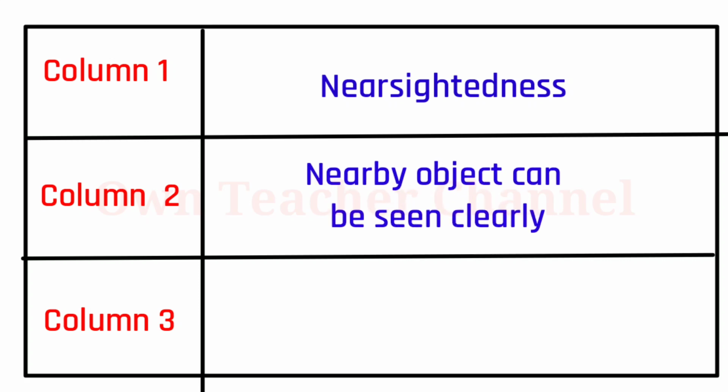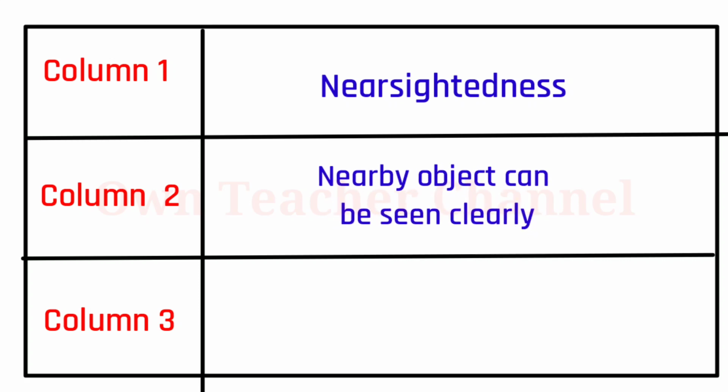Nearsightedness. Nearby objects can be seen clearly. Concave lens. In nearsightedness, the human eye can see nearby objects clearly, but cannot see far away objects distinctly. To correct this defect, a concave lens with proper focal length is used.